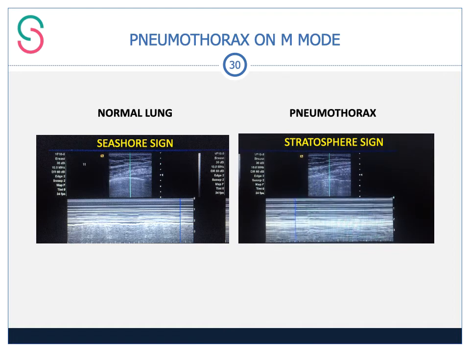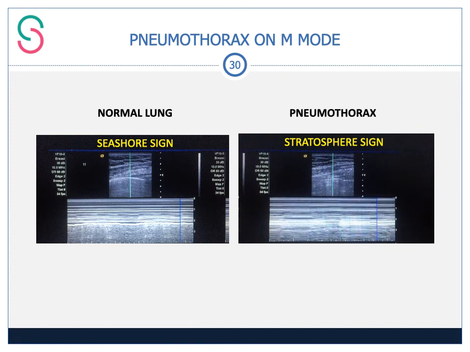In the context of a pneumothorax, very often you see this so-called stratosphere or barcode sign, which is just horizontal lines stretching across the entire image. And this can give you some further evidence that what you're seeing is not sliding lung and a pneumothorax.